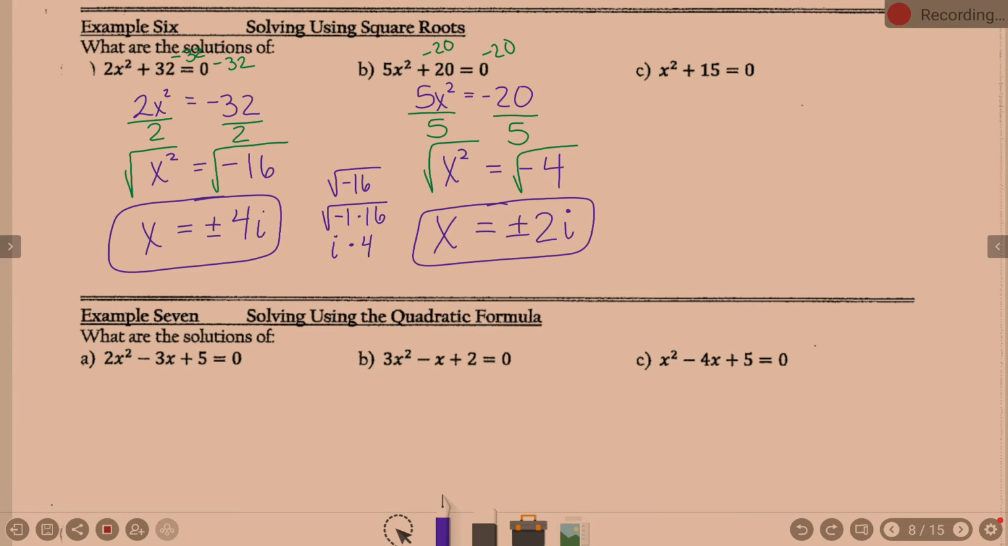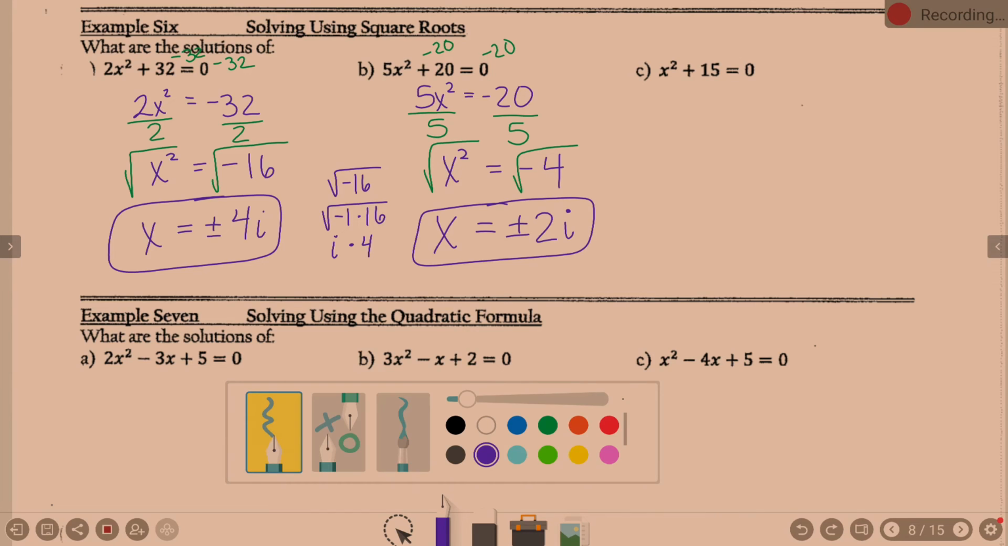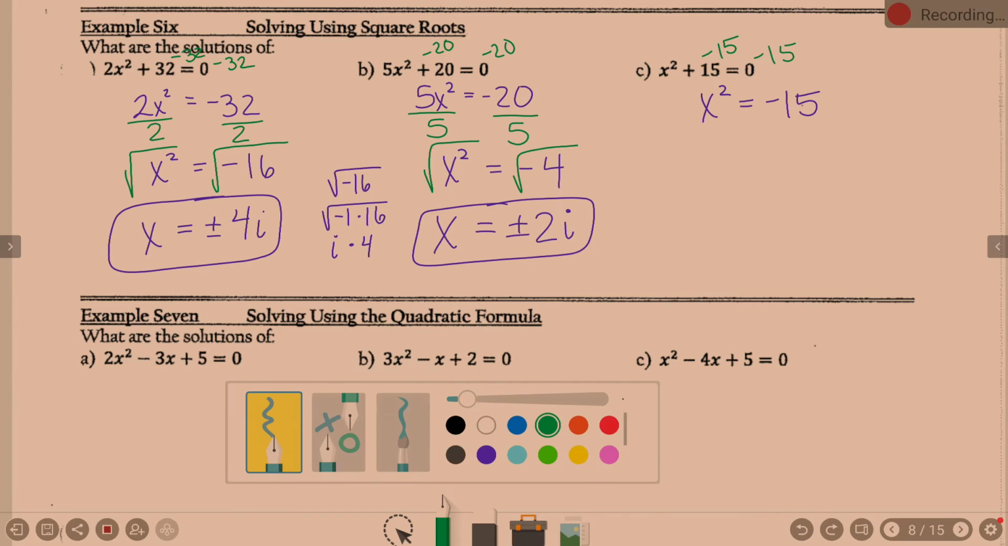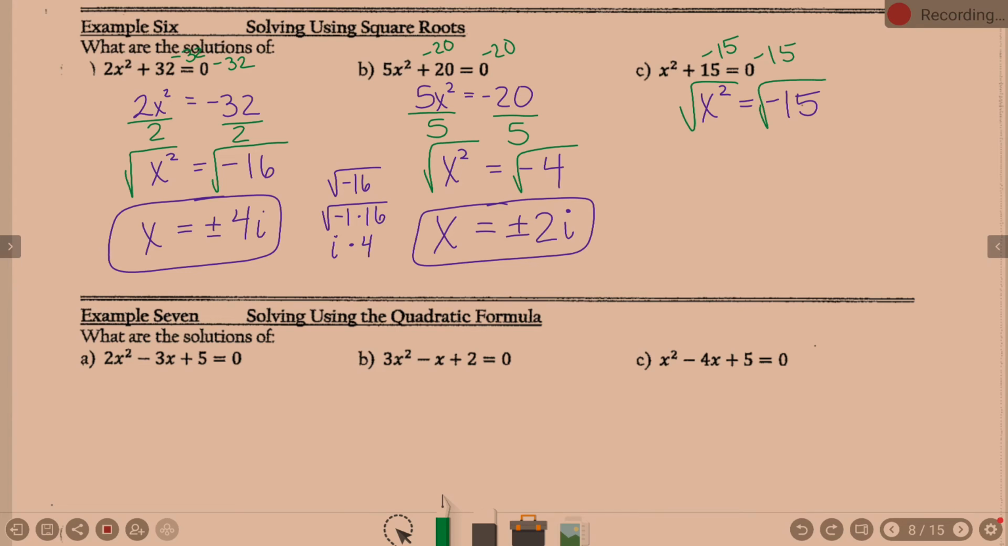Okay, same steps, right? x squared plus 15 equals 0. Get x squared by itself. How do we get x squared by itself? Subtract 15 from both sides. These steps should be becoming easy at this point. So x squared equals negative 15. If it's x squared, and I want to solve this, what do I do? Square root it. The square root of x squared is x. The square root of negative 15.